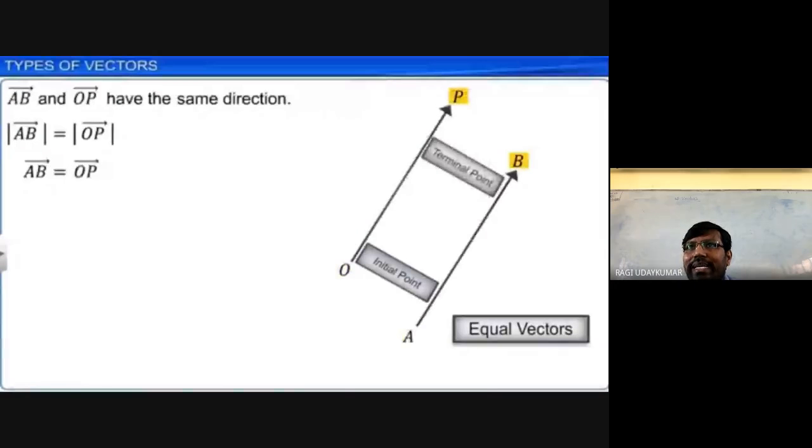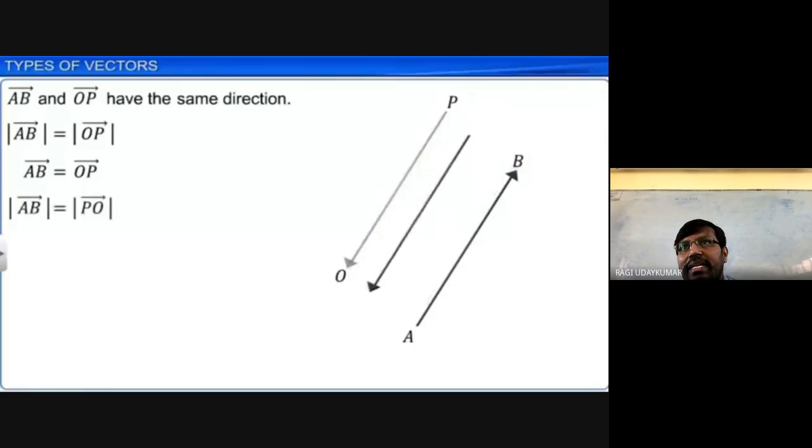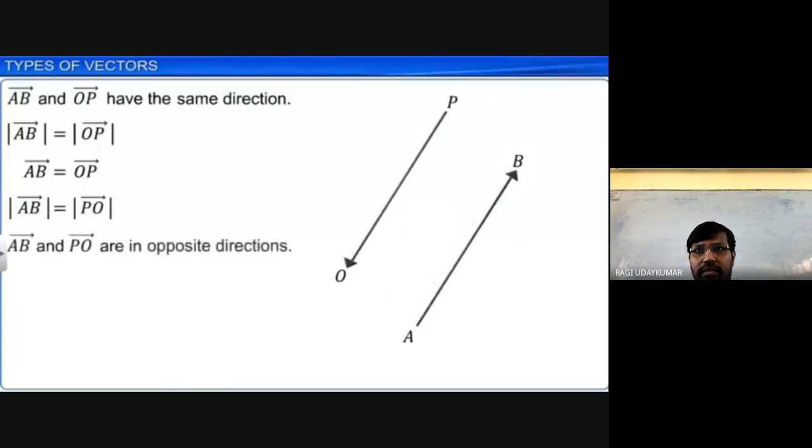So initial point is same, different terminal points and opposite direction में है. One vector is in opposite direction. This is called negative vector. Normally to the given vector, magnitude is same, but direction is different. So negative vectors. About the negative vectors, starting में भी एक बार मैंने बोला है.